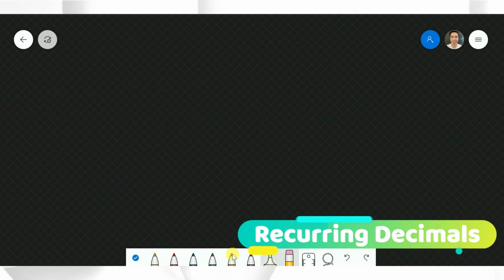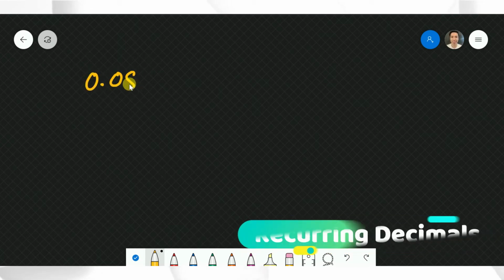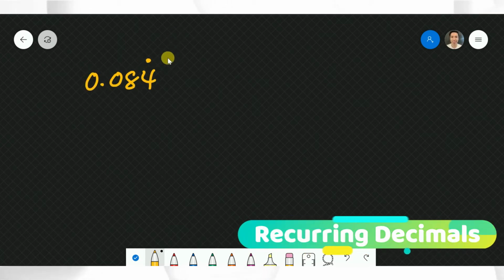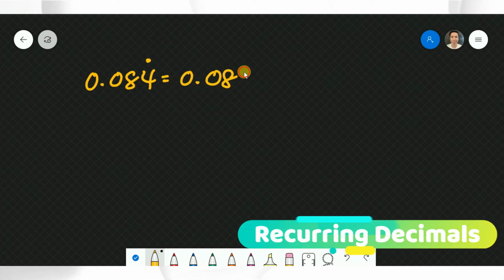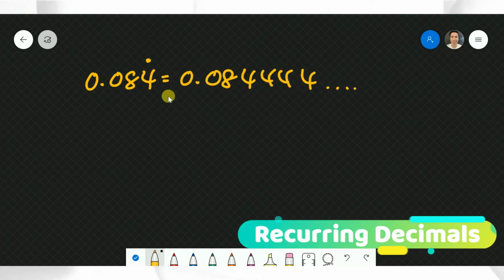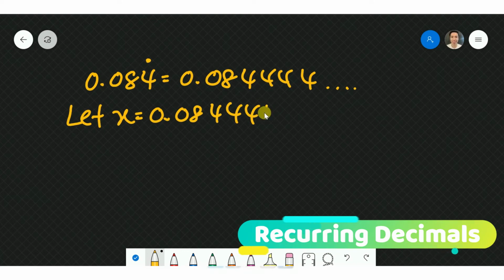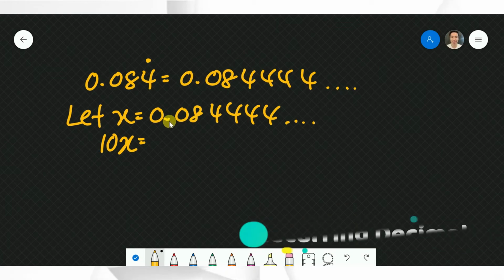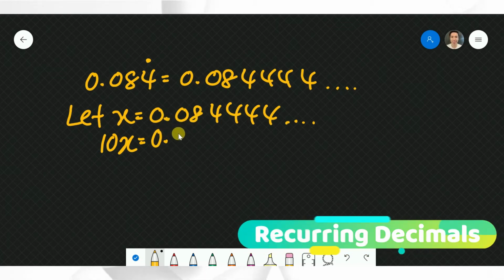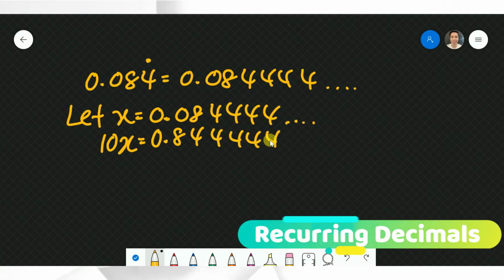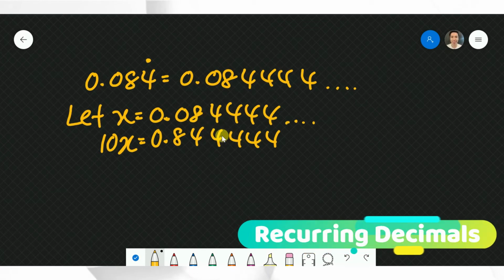Next example, what if I have this one, 0.084, the dot is on top of 4, meaning that this is equivalent to 0.084444, right? And so on, right? So first step, we let x equal to 0.084444 and so on, right? Next, 10x is equal to, so move the decimal 1 to the right, so it becomes 0.844444. Okay, so this and this we cannot make it to 0, isn't it, at the back after we minus it. So we need to keep on doing.